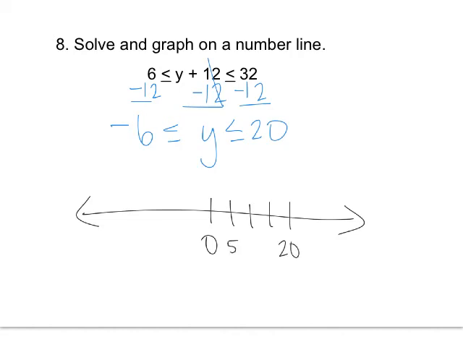On a number line, if I scale by 5s, negative 5, negative 10, negative 15, negative 20, everything between negative 6, including negative 6, so negative 6 is right here, and everything going up to 20, including 20, so that's a closed point, and we're going to shade the intersection between those.